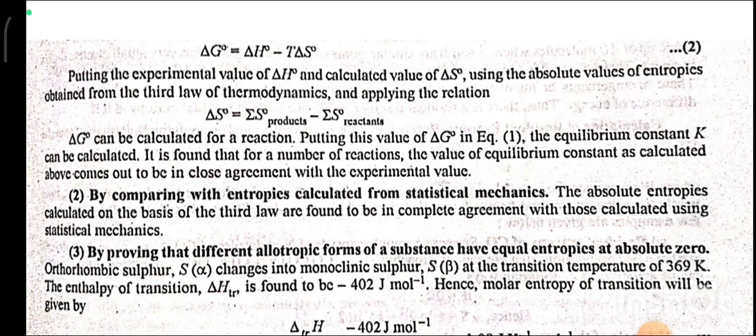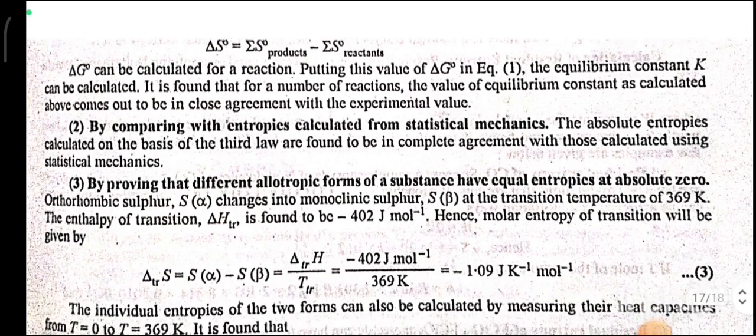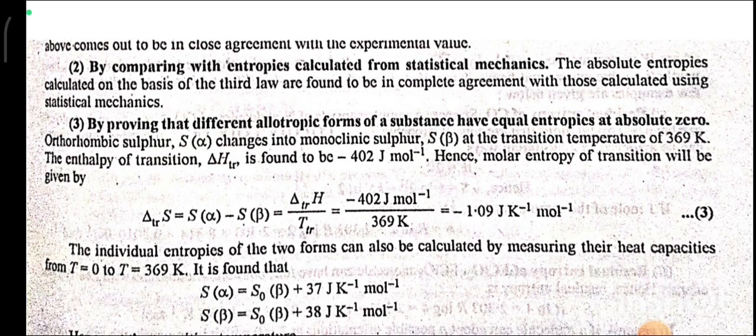The equilibrium constant K can be calculated. It is found that for a number of reactions, the value of the equilibrium constant as calculated above comes out to be in close agreement with the experimental value. By comparing with entropy calculated from statistical mechanics, the absolute entropies calculated on the basis of the third law are found to be in complete agreement with those calculated using statistical mechanics.